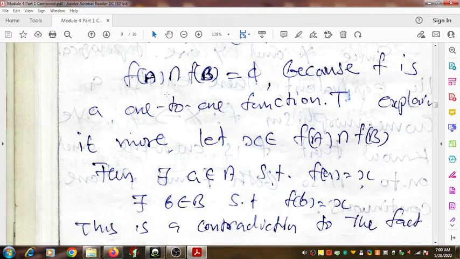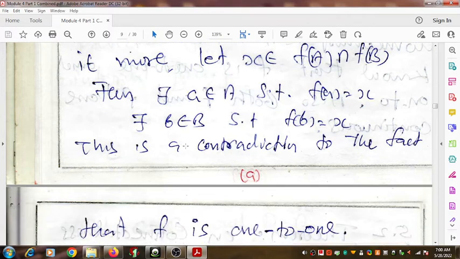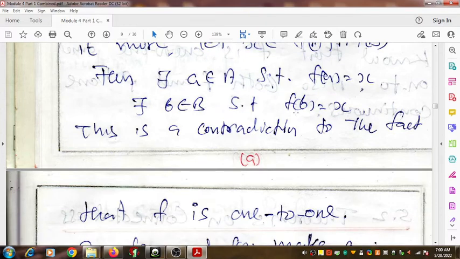This can be explained further. f(A) intersection f(B) equals the empty set. To explain it more, let's assume that there exists an element in their intersection. Let x be an element of f(A) intersection f(B). Then there exists a point a in the open set A such that f(a) equals x, and there exists b in B such that f(b) equals x.